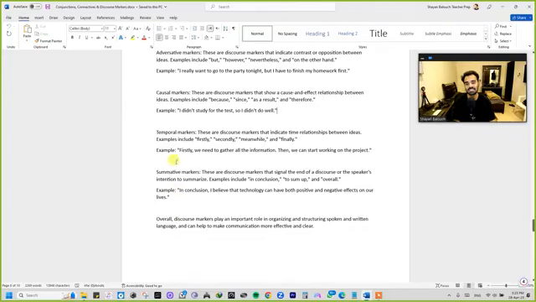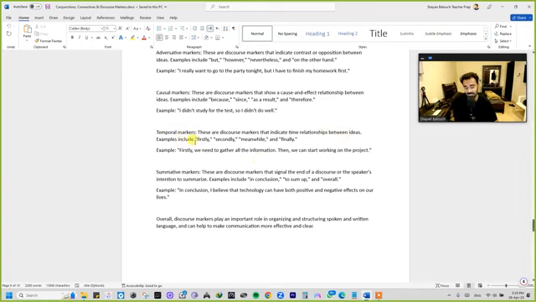Then we have summative markers. Now, summative markers are actually used when we're concluding. So this is something that you can use in the last paragraph of any of your essays that you're writing. Okay. For example, these are discourse markers that indicate a relationship between ideas.